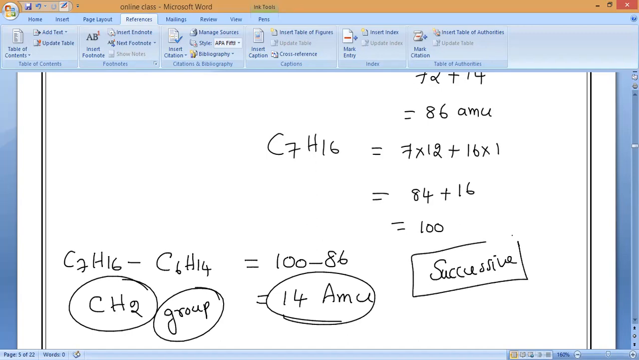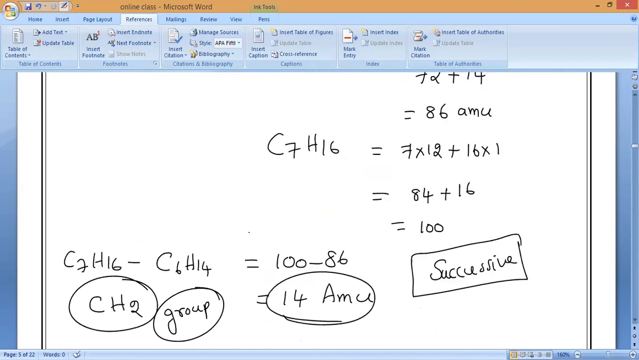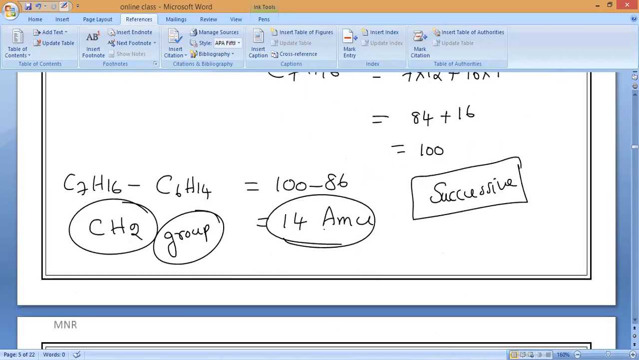Is it okay? That is why it is called, what, guys? A homologous series. They have the same general formula and vary by a CH2 group, which is 14 AMU. Then they are called a homologous series. Is it okay, everybody? That is one. Any doubt? Anybody, please respond.